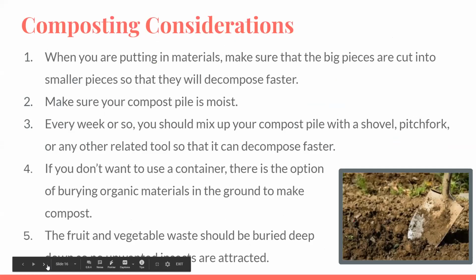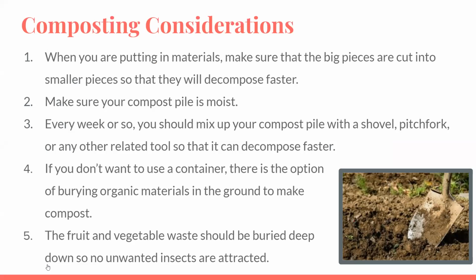There are also a couple things you need to consider when composting. Every single piece you put in your composting bin needs to be small so it decomposes faster. So if you have a couple of big pieces that you're going to put into your composting bin, make sure to tear them up or cut them. And your composting pile also has to be moist. So make sure all the pieces are wet. And every week or so, use a shovel-like or pitchfork-like tool to mix up the compost so it can decompose faster.